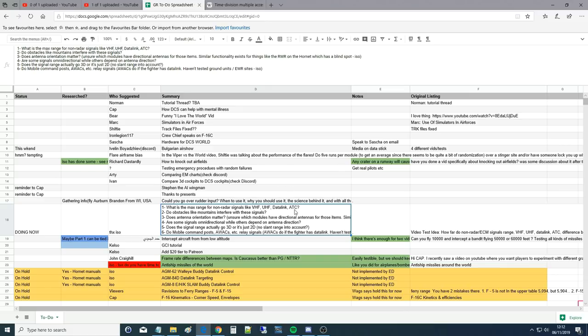And ATC, I'm guessing he means air traffic control. That is exactly the same thing. Air traffic control will work in VHF or UHF. Within these two, there are two different types of modulation.